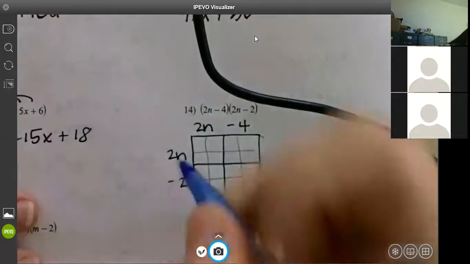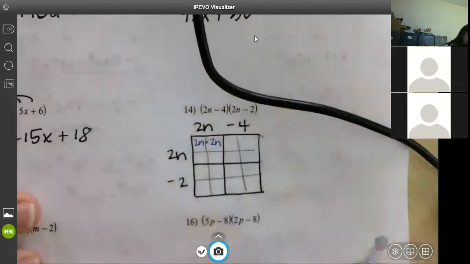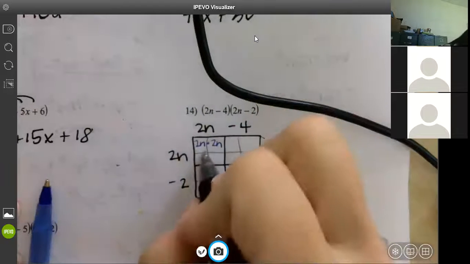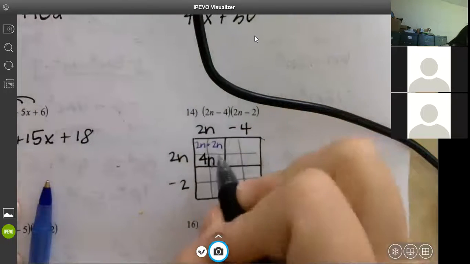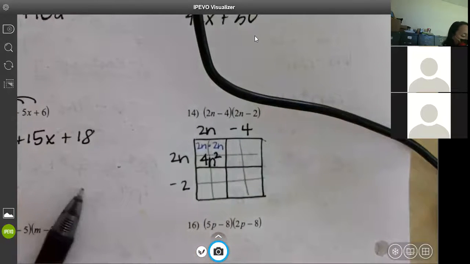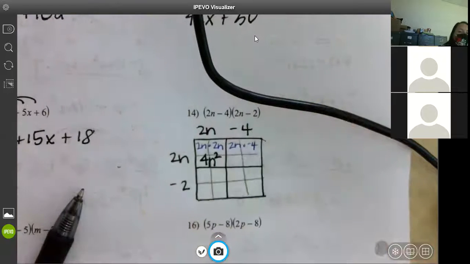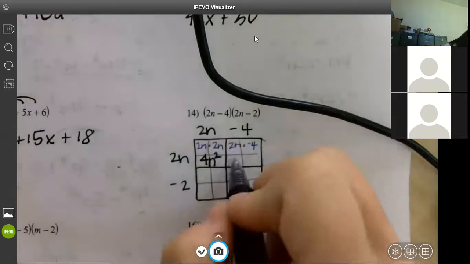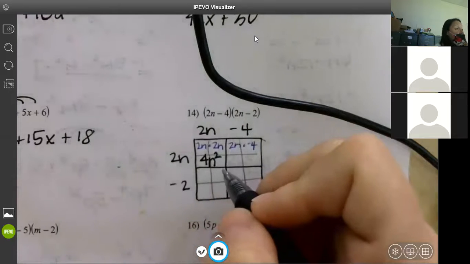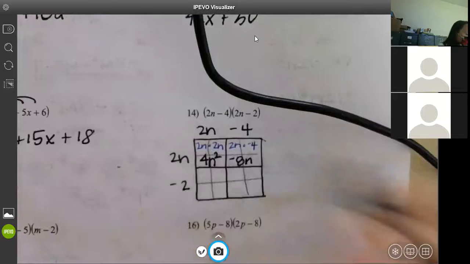So in the first box, we have 2n times 2n, which is for what? How many n's are in that box? 2, so 4n squared. The next one is 2n times negative 4. What's 2 times negative 4? Negative 8, and there's only one n in that box.